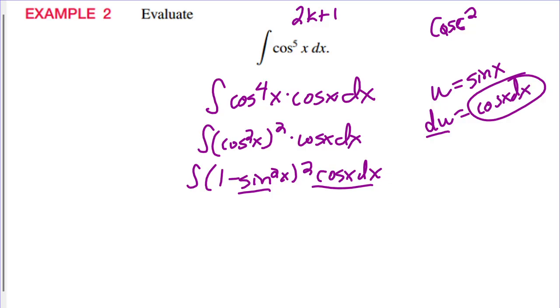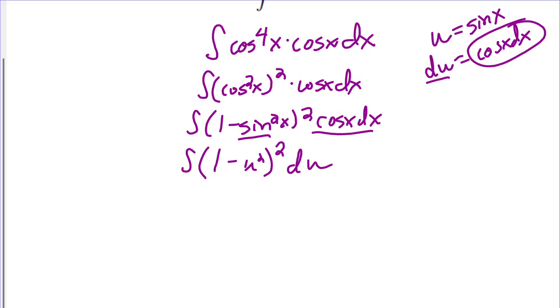So now we can do some substitutions here. So we have the integral of 1 minus, our sine of x is u, so we have 1 minus u squared, quantity squared, times, again, our cosine of x dx, then is our du, making that substitution. Now we can do some simple algebra to simplify this out, and when we FOIL that out, we get 1 minus 2u squared plus u to the fourth du.